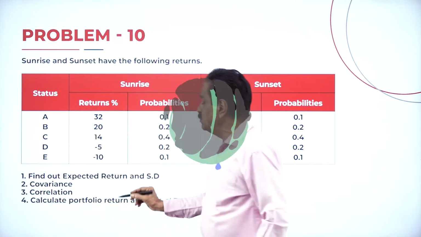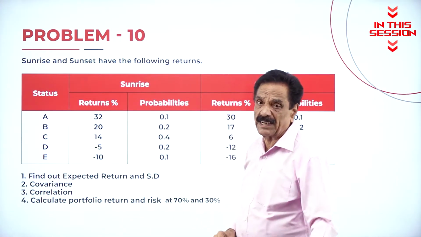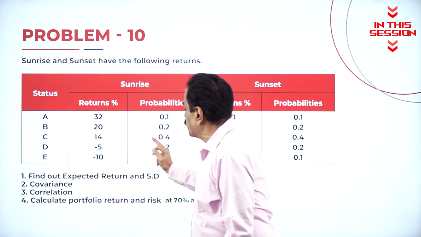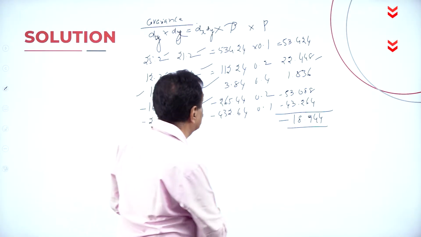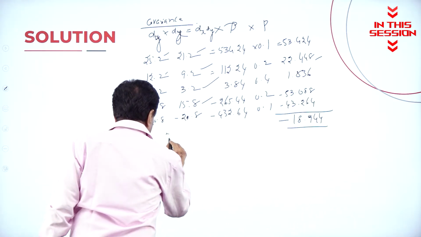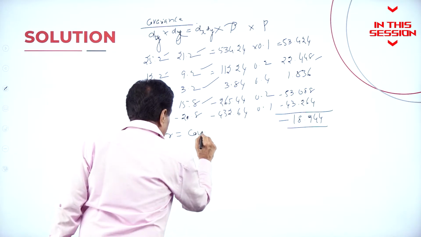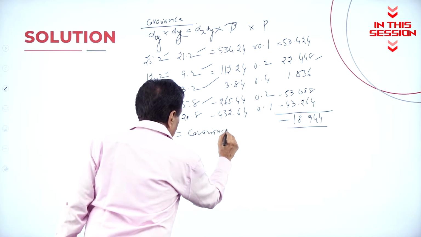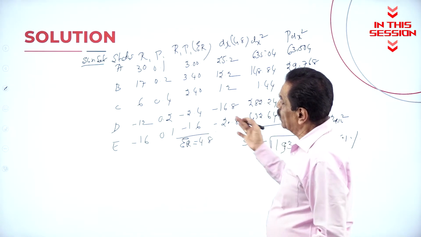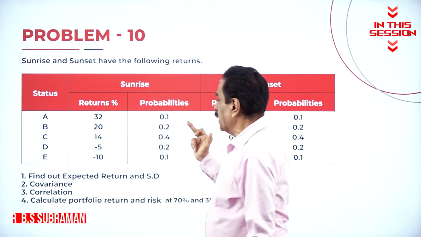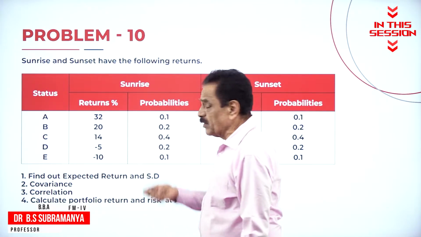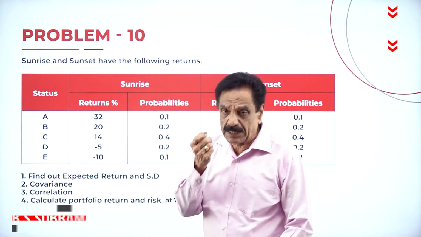What is the first step to do? Find the expected return. How to calculate expected? Return into probability. Covariance is equal to P dx dy. Then R is equal to covariance. So we calculated standard deviation of both: 20 into 0.2, 14 into 0.4, 5 into 0.2, 10. When you add the figure, that is your expected return.